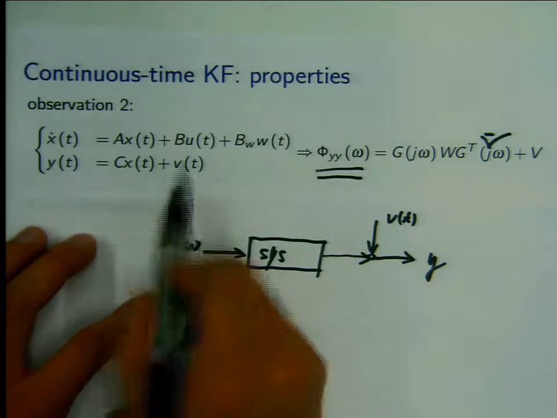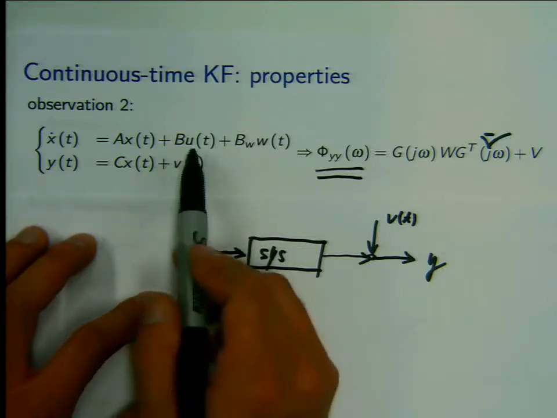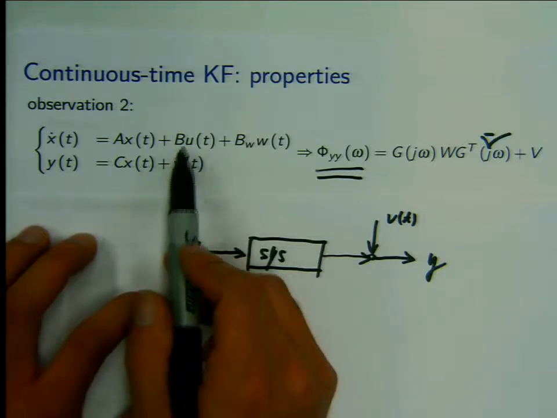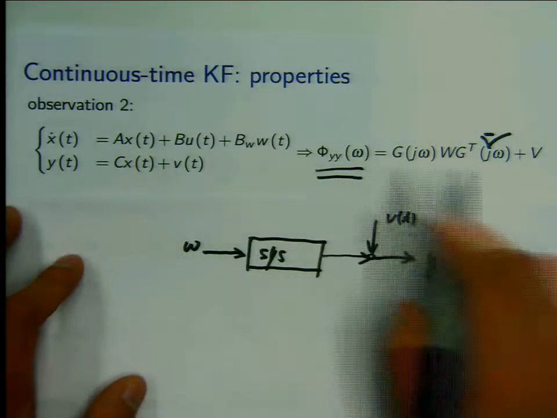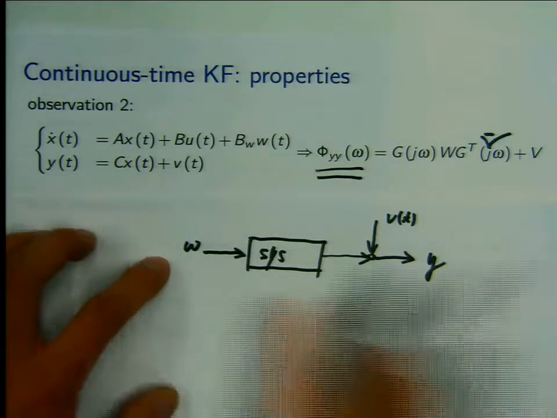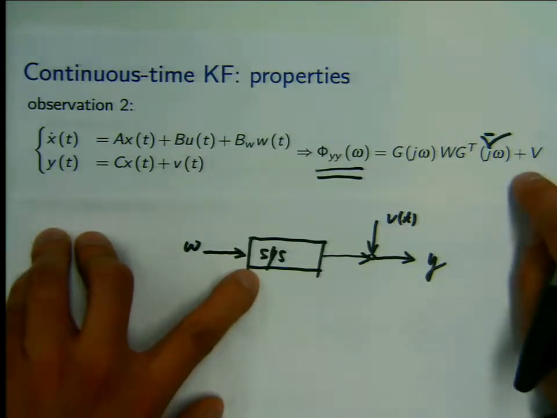Okay. I haven't put this U term here because it's a deterministic signal, so it won't affect the stochastic properties of the system. All right. So from here, you will be able to understand this equation here.